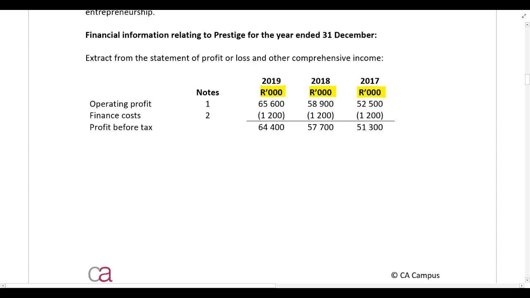All right, then we have finance costs being deducted, and that gives us profit before tax. Now, we are trying to calculate maintainable earnings before interest and tax, so I'm obviously not going to deduct these finance costs over here, but don't leave it out. Show that you've considered the finance costs, but don't actually deduct them.